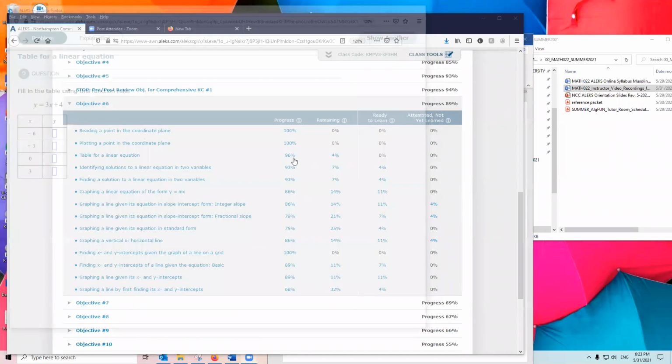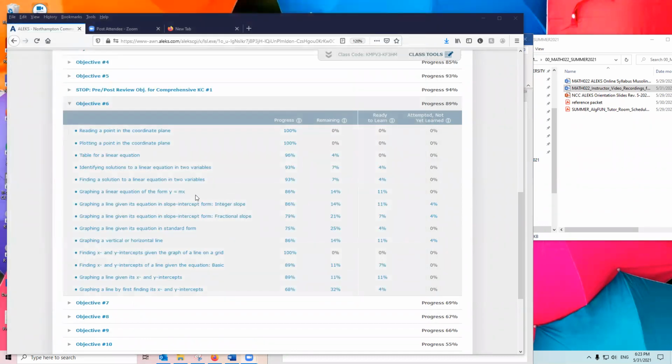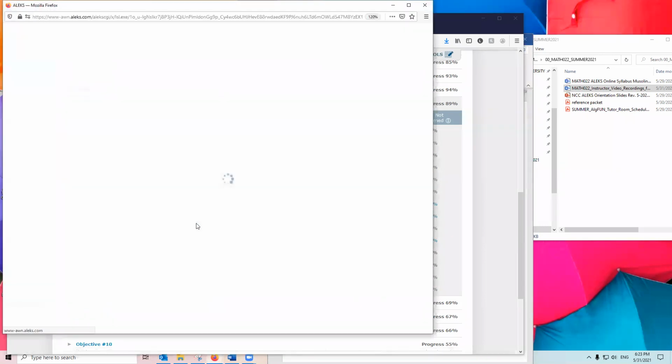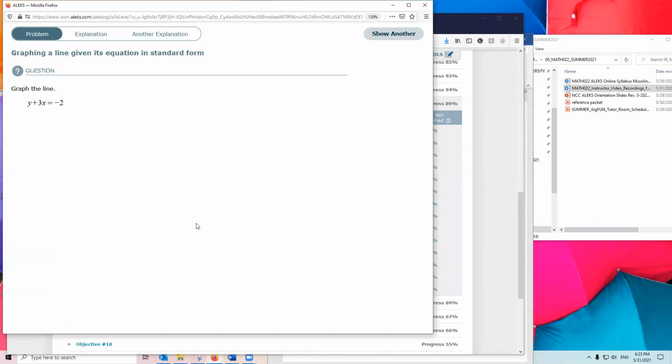All right, let's do, how about graphing an equation? Let's take a look here at graphing an equation. It says here, graph this line, y plus 3x equals -2. Now, it turns out there's a few ways to do this graphing. Let me give you a couple of options.